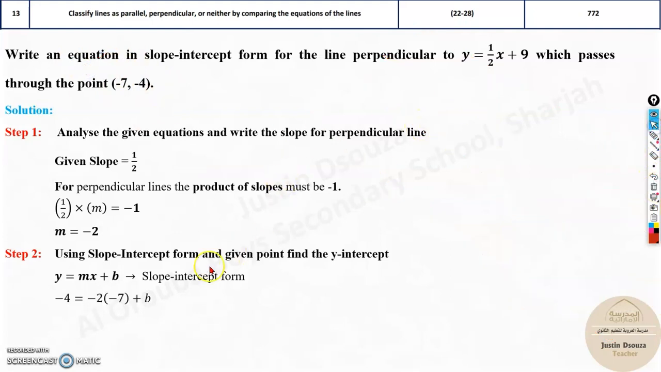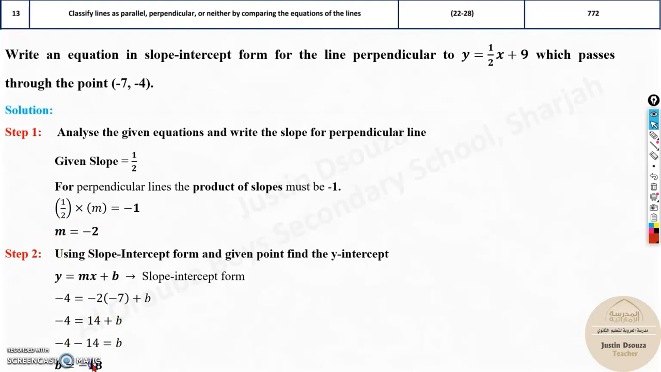So let's use that point as x and y. First is x, second is y. y is -4, m is the slope -2, x is -7. b value is unknown. That is the y-intercept. We will simplify this. -2 times -7 is +14. Now take 14 to the other side, it will be -18. So b value is -18.